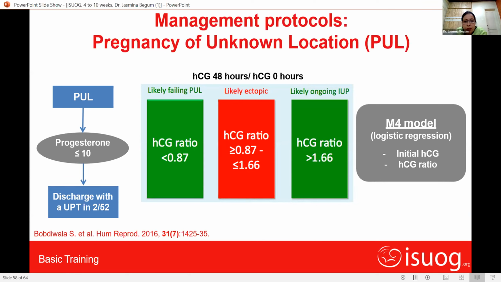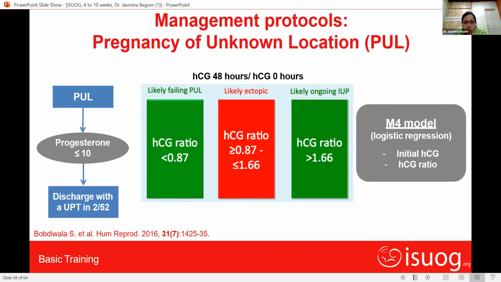Then when the ratio is greater than or equal to 0.87 and less than or equal to 1.66, this is the most dangerous part. It indicates that the woman is going to have an ectopic pregnancy. In that condition, you should not leave this lady home. You should not discharge the patient. Do serial beta HCG levels every 48 hours. Do ultrasound every 48 hours till you reach the discriminatory zone.